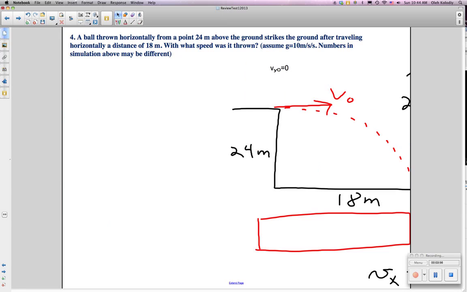So this is another example. You may want to stop the video and see if you can do this problem.